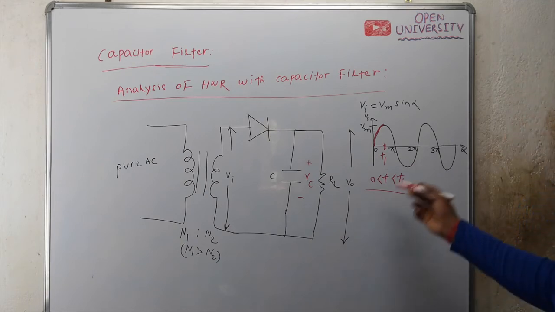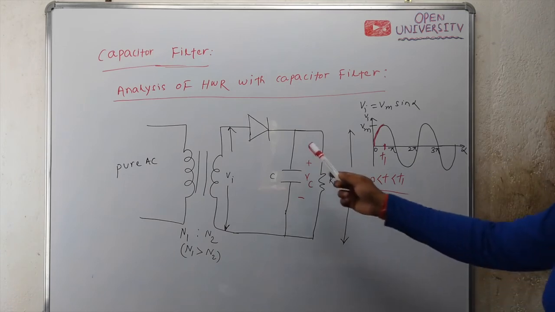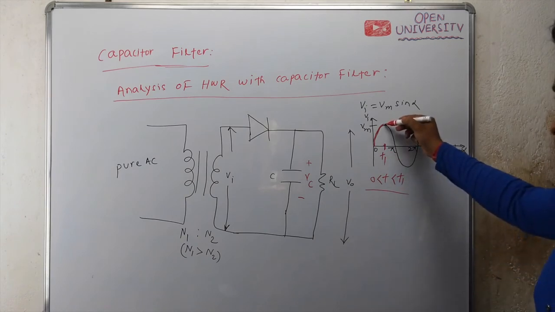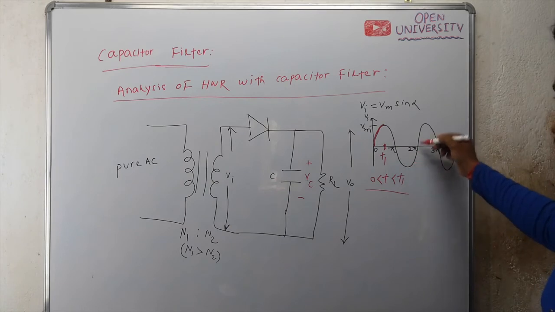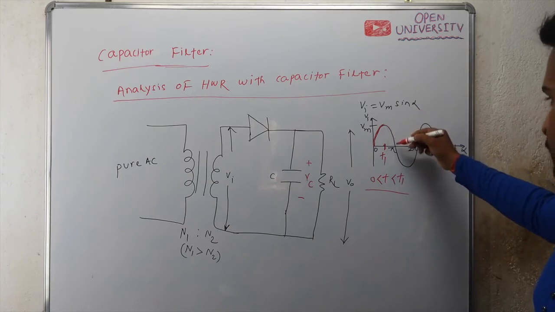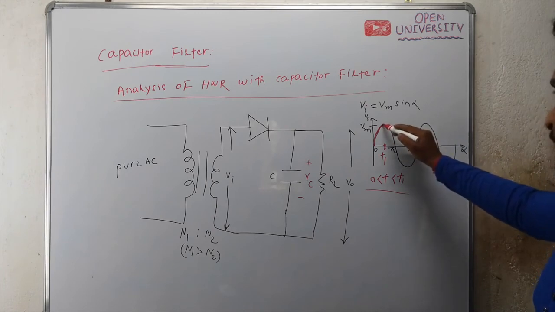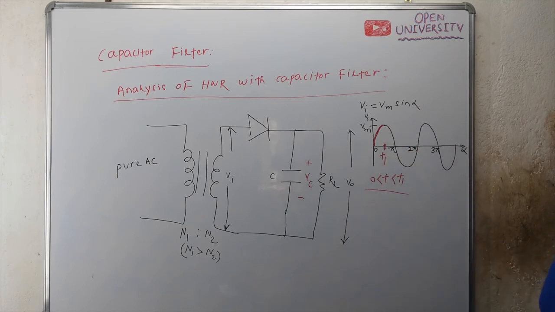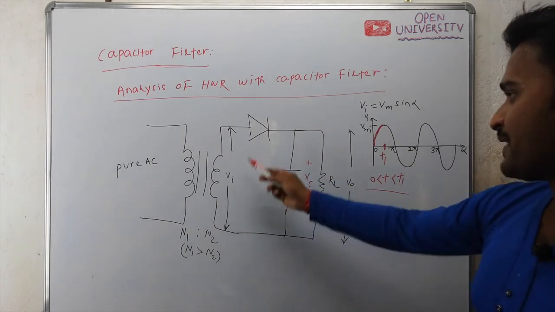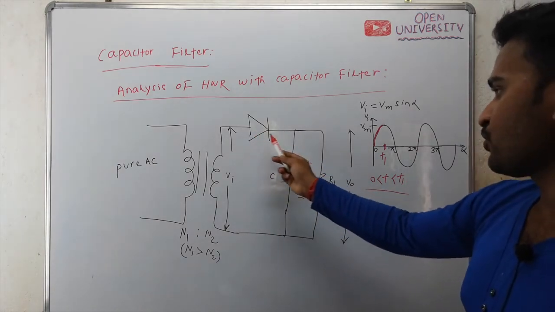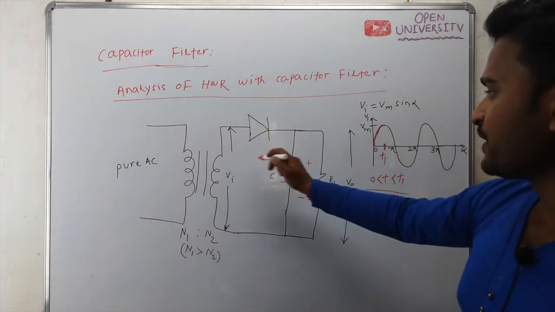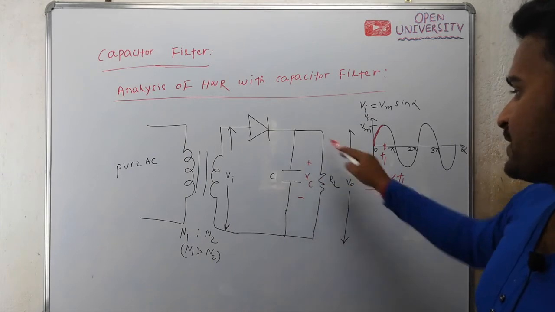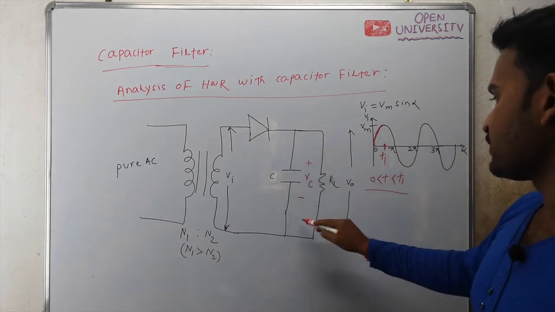Okay, up to peak input value. Now what will happen? In this time interval, input voltage will be less than the capacitor voltage. What is the capacitor voltage now? Vm. Now when input voltage is less than capacitor voltage, this side is more positive compared to this side, then the diode will be open circuited, and the capacitor will discharge its energy through RL.